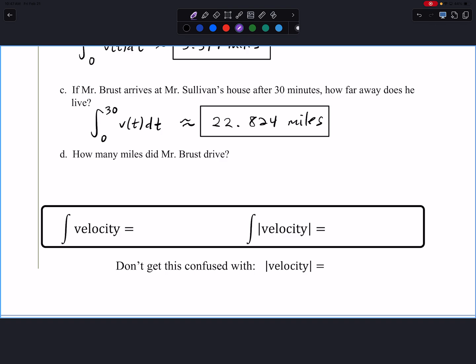Okay, now what I want you guys to do is you look down here. This is what we want. Where is the absolute value bars? On the inside or the outside of the integral sign? Inside. So what you want to do is ask your calculator the integral from 0 to 30 of the absolute value of v of t. Absolute value goes around the function.